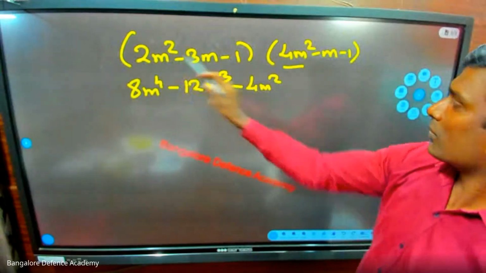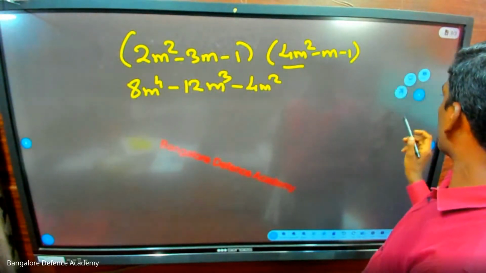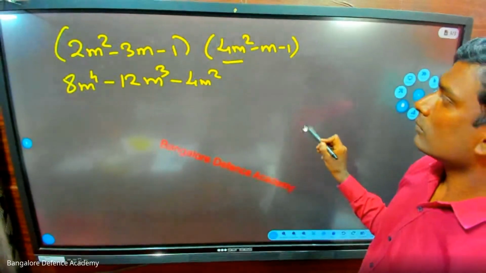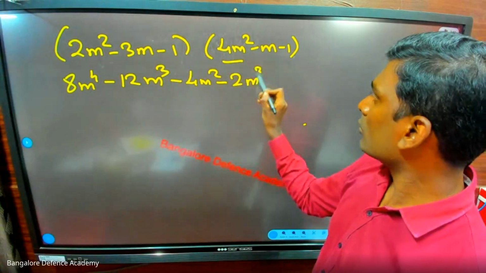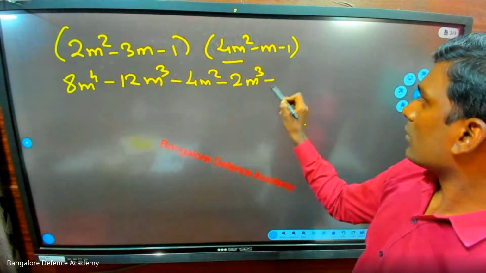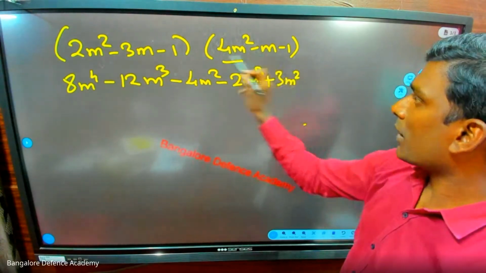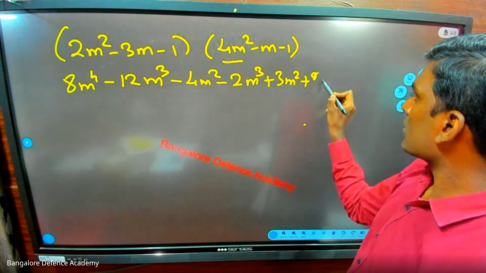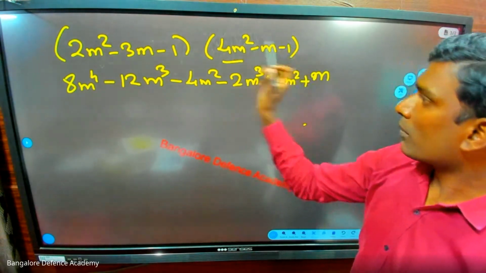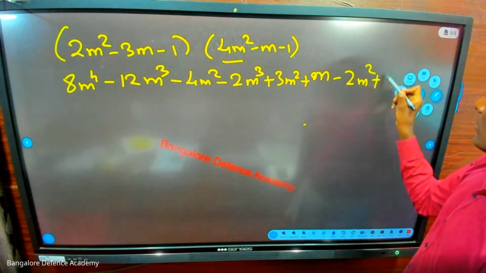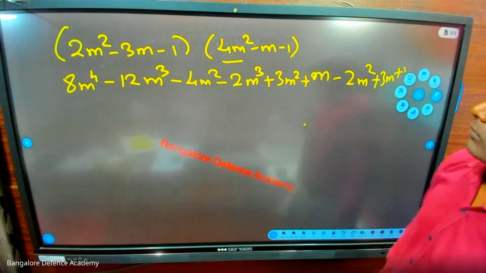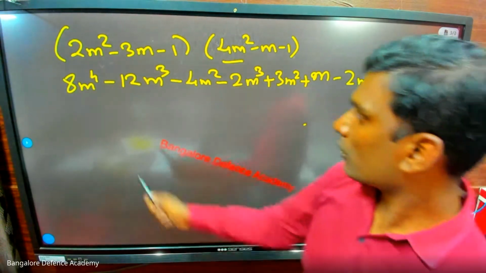Now minus m into this, how much do you get? Minus m into 2m square, you get minus 2m cube. Minus m into minus 3m square gives plus 3m square. Minus m into minus 1 gives plus m. Now minus 1 into this, you get minus 2m square plus 3m plus 1. Correct? Plus 1.